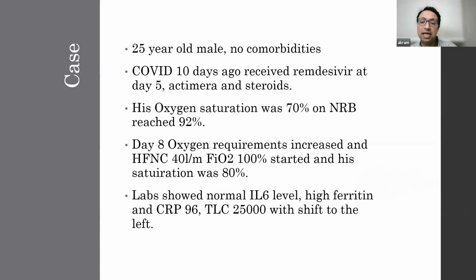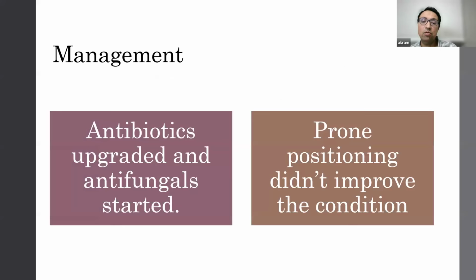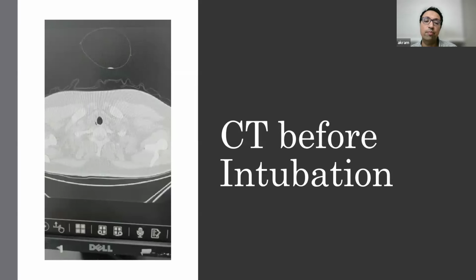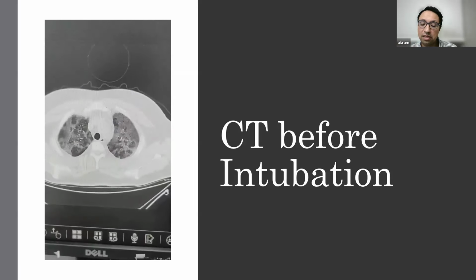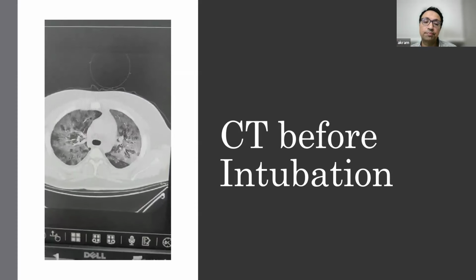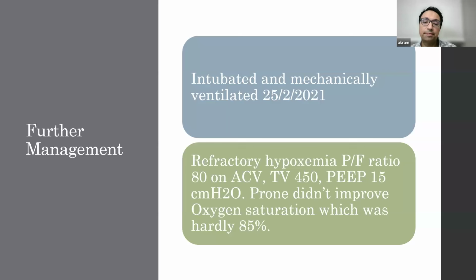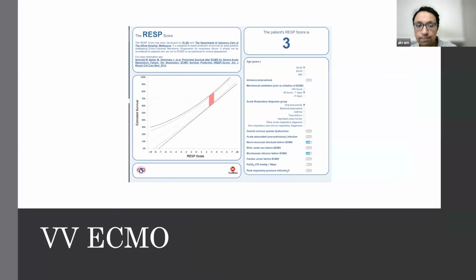I'll show you one of our cases. This is a 25-year-old male with COVID. He had an oxygen saturation of 70%, was intubated, mechanically ventilated, and placed in prone positioning, and this is his CT chest before intubation. You can see severe COVID lung infiltration. ARDS. He was intubated and mechanically ventilated with refractory hypoxemia and a PF ratio of 80 on assist control ventilation. Prone positioning did not improve his condition.